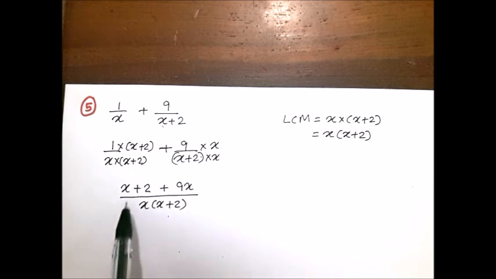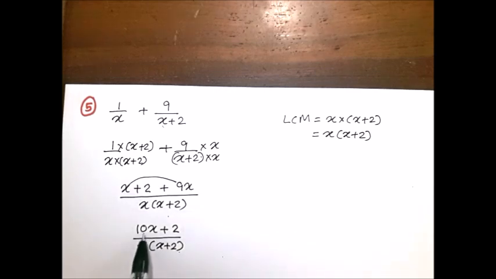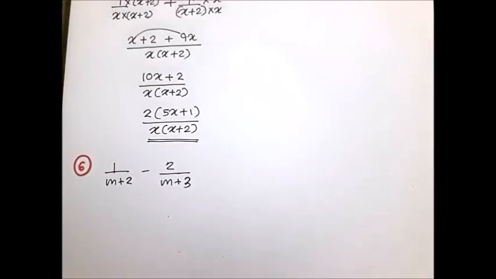Now simplify the numerator. x plus 9x is 10x plus 2. The denominator is x times x plus 2. You can simplify this numerator further. You can take the common term out. The common term is 2. The remaining terms are 5x and plus 1. And the denominator is x times x plus 2. This is the simplest answer for example 5. Now start the 6th example. Denominators are m plus 2 and m plus 3.